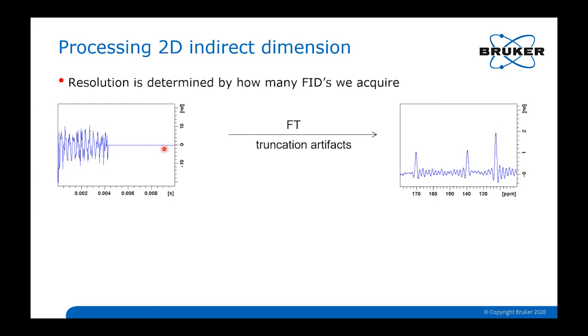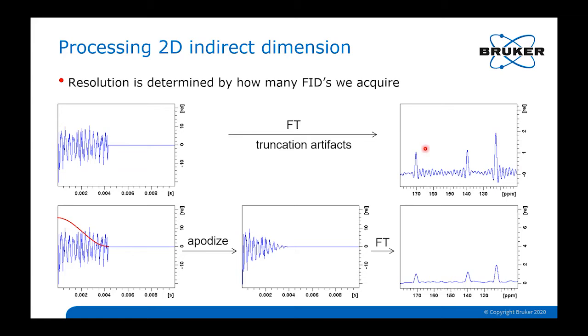If we simply did a Fourier transform of that, we'd have these huge truncation artifacts. So what we do during the processing of our 2D and higher dimensionality data sets is we apply a strong apodization. We multiply by some function that forces the FID to decay down to 0. Then we do the Fourier transform, and now we have something without those huge truncation artifacts.